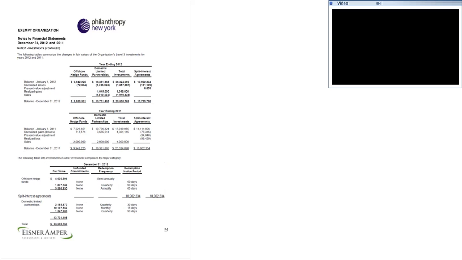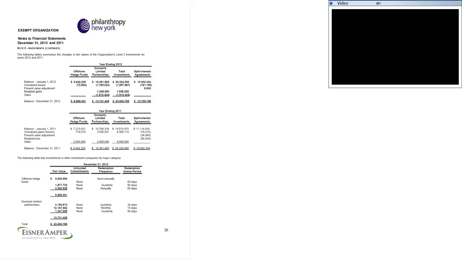If you have anything in level three, management is required to give a roll forward of level three. You would start with whatever was in level three last year, and we would show you what happened to it during the year. Unrealized losses, a present value adjustment, maybe we had a sale, maybe we had a realized gain. That's not necessarily a big deal. It's just part of the required disclosure. More important, actually, is what comes underneath there, right?